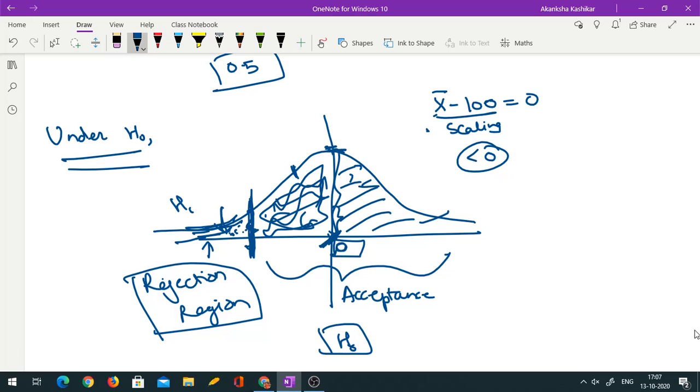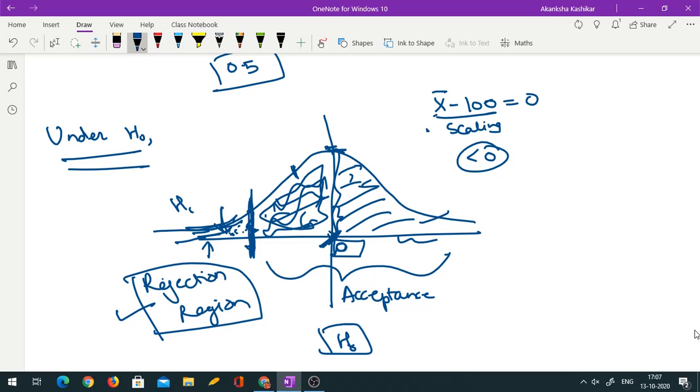So we would say that if H naught were true, then this event has very low probability of happening. Which event? That x bar being very small compared to 100. So if H naught is true, then this event has very low probability of happening, and still it is happening in our sample, it means that H naught is probably false. Okay, so values lying in this region don't support H naught, and hence this is called the rejection region. So if a value lies in this region, you are going to reject H naught, whereas if a value lies in this region, you are going to accept H naught.